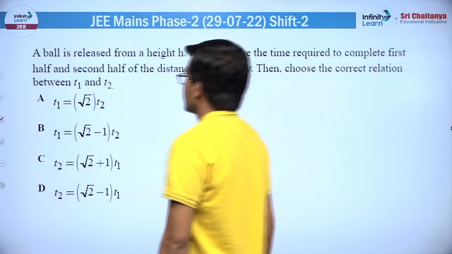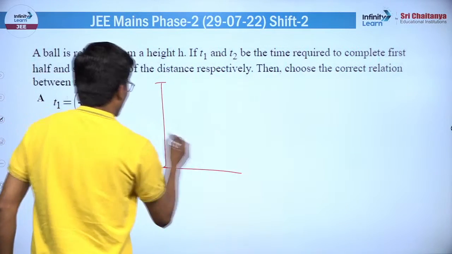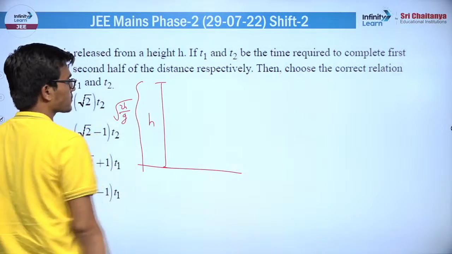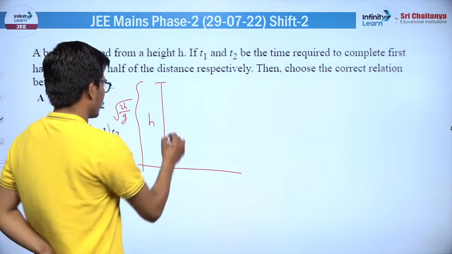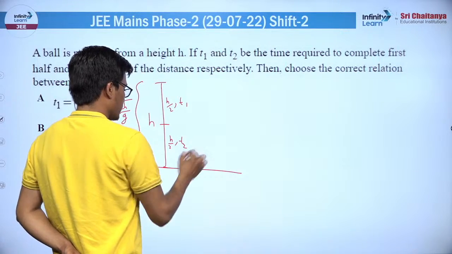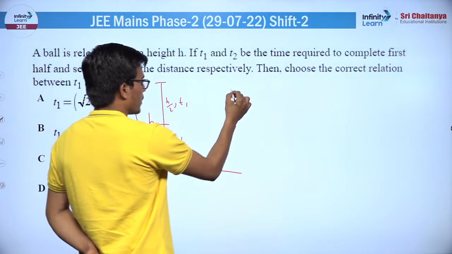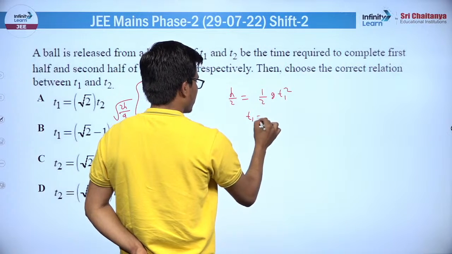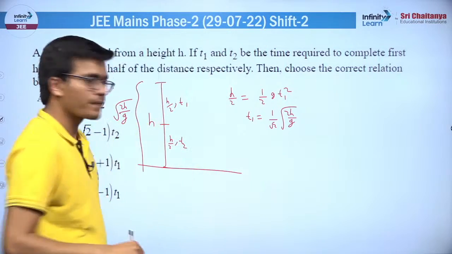Again a question from kinematics. A ball is released from the height h. So the total time, you know, will be root 2h by g. Now the question is saying that T1 and T2 be the time required to complete the first and second half. This is time T1 and this is time T2. Just apply the second equation of motion from here to here. So h by 2 is equal to half g T1 square. So your T1 will be 1 by root 2 of root 2h by g, right?